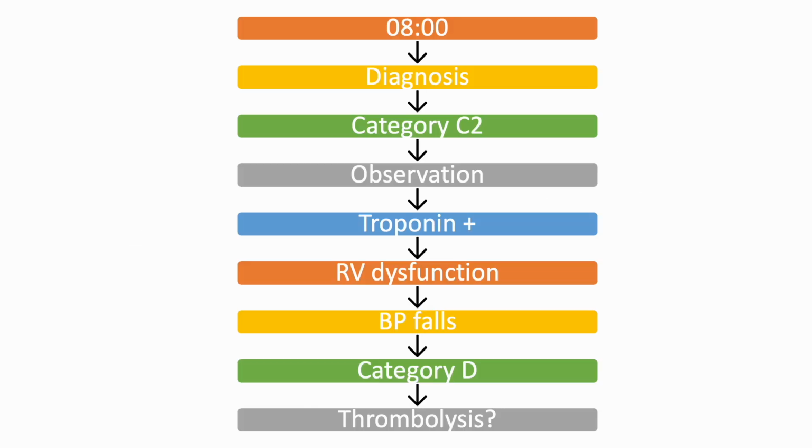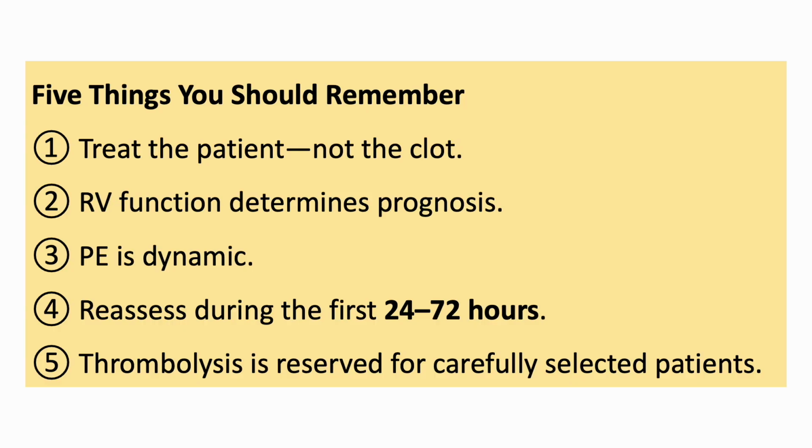So let's follow Mrs. Mehta till now. She came, she was diagnosed, categorized as C2, observed in the hospital, found to have higher biomarkers. Her BP falls, she was moved up a category, and now thrombolysis is next due. So 5 things one should remember. Treat the patient, not the clot. RV function determines prognosis, so echo is indispensable. PE is dynamic, keep monitoring it. Reassess during the first 24 to 72 hours. And thrombolysis, according to the guidelines, is for carefully selected patients.